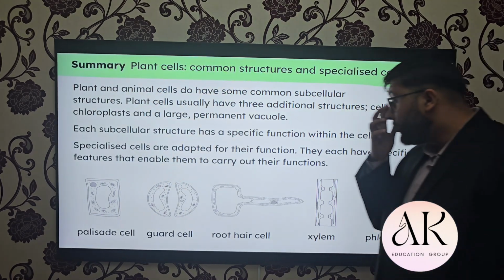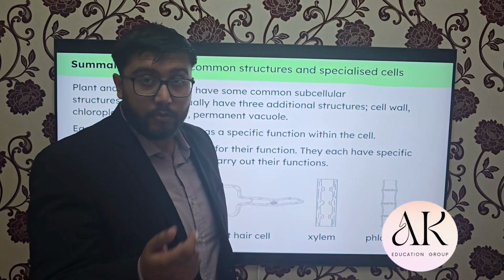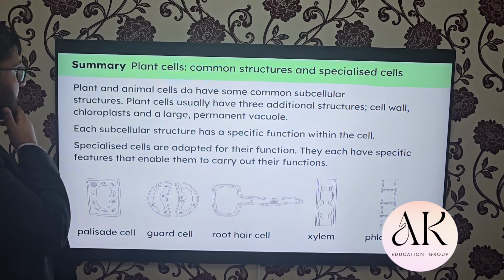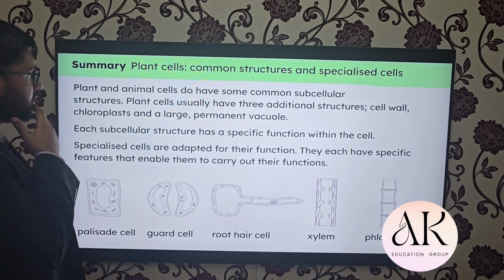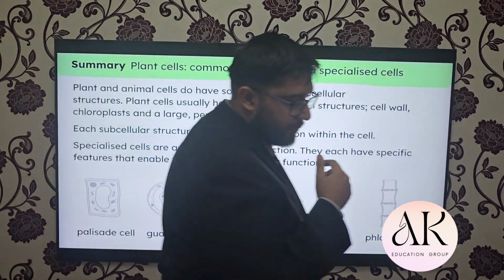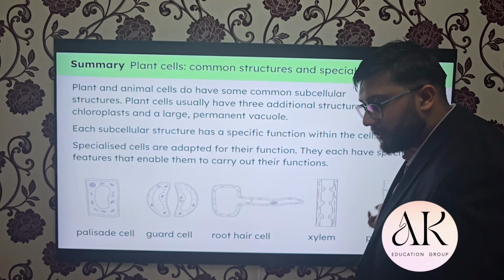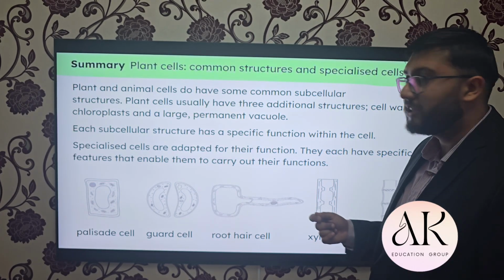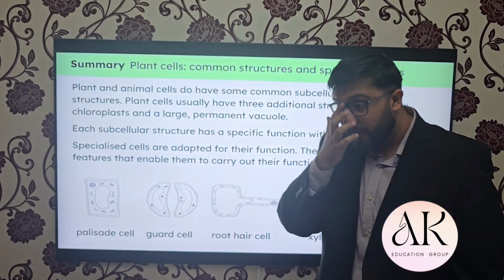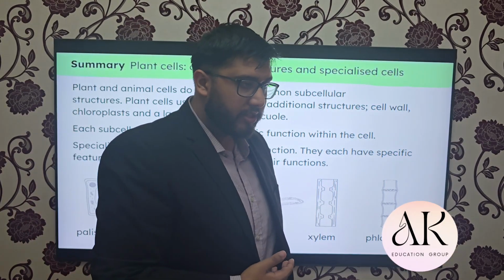Right, and we come towards the end of the presentation. So what we've had a look at today is the common structures and specialized cells. So plant and animal cells do have some common subcellular structures. Plant cells usually have 3 additional structures: cell wall, chloroplast, and a large permanent vacuole. That we covered in our previous lecture. We went through today the palisade cell, the guard cell, the root hair cell, the xylem cell, and the phloem cell, all of which are very important specialized cells for plants. Okay, so make sure you've got all the notes written down of today's lecture. I will see you guys in the next video where we go through more of GCSE biology.